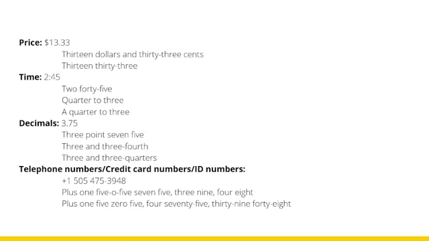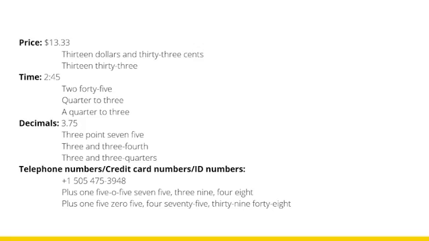And now we're going to review how to say price, time, decimals, telephone numbers, credit card numbers, and ID numbers in different ways. As you see on the slide, we have the price 1333, and it can be said differently. You have to be aware of that, and you have to be able to recognize that number. As you see, it can be said as $13.33, or the speaker can say 1333.